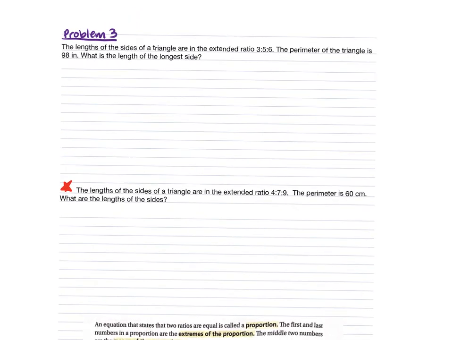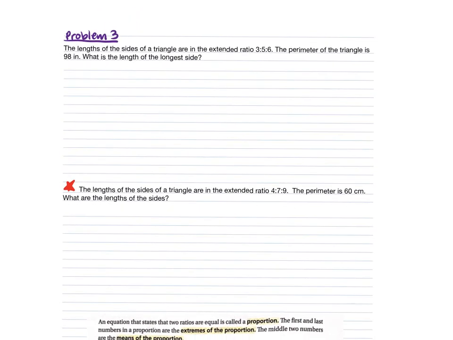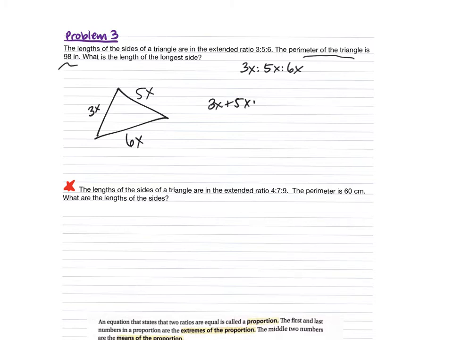And this word problem said the lengths of the sides of a triangle are in the extended ratio 3 to 5 to 6. So if that's true, then the actual lengths are 3x, 5x, and 6x. And they're talking about the lengths of the sides. So let's just call that 3x, 5x, and 6x so you can see it. And then the perimeter of the triangle is 98. So when you add them all together, they should equal 98.